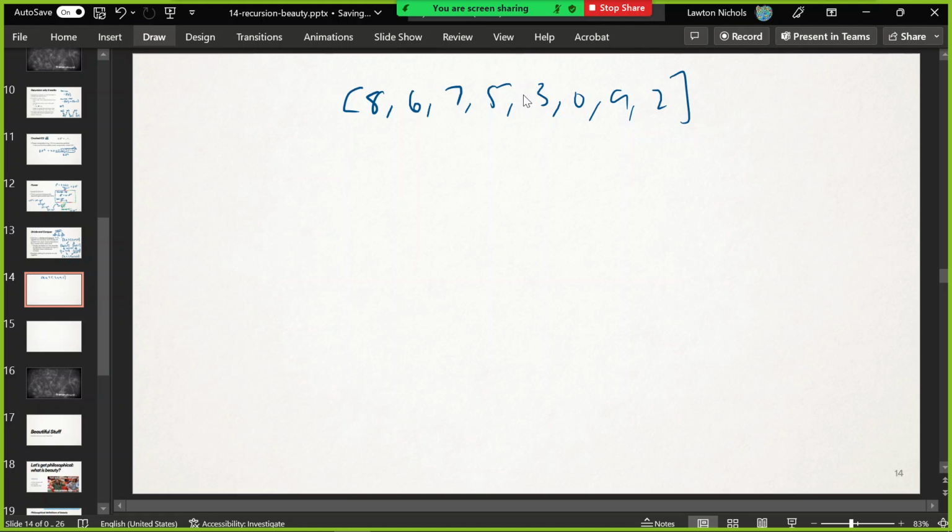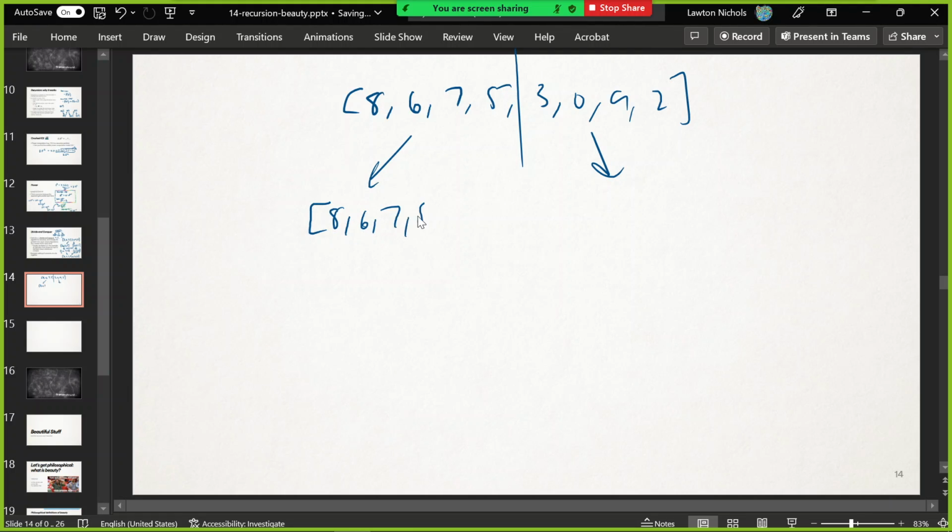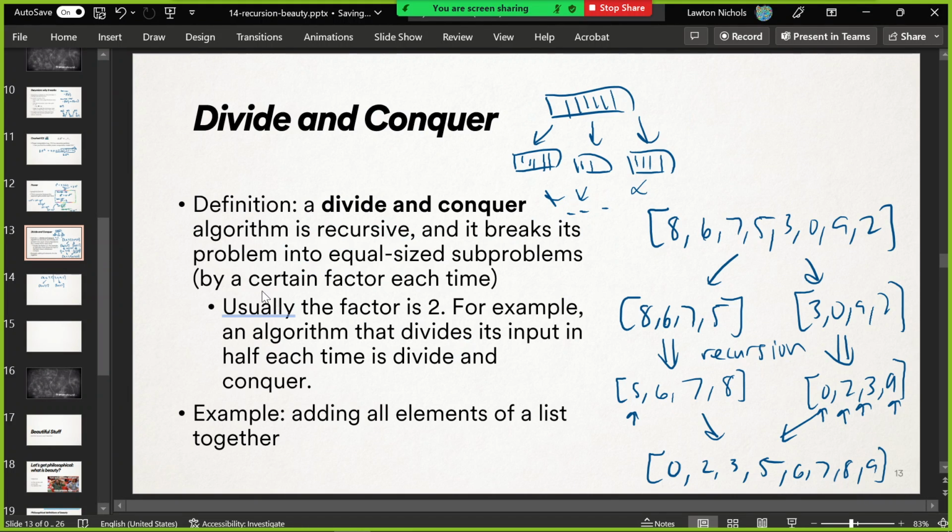Let's divide it in half. Chop it in half, right? And we'll make 8, 6, 7, 5. And we'll make 3, 0, 9, 2. And we will conquer them separately. So we divided them. Now we need to conquer them.